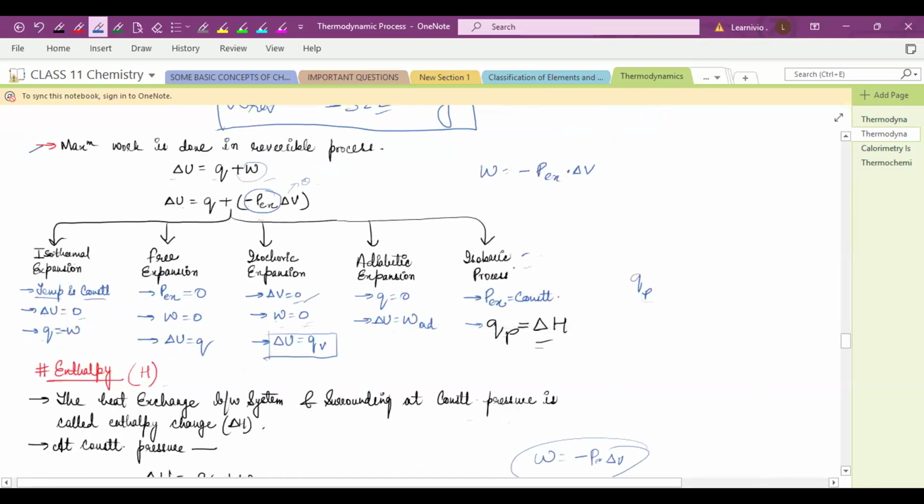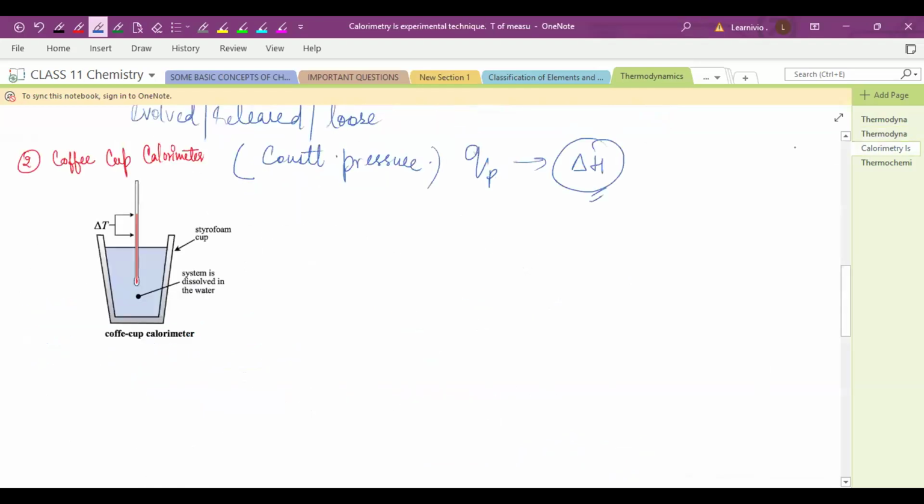Isobaric process. If the pressure is constant, it means this process is isobaric. The pressure remains constant, so if the pressure remains constant, Qp is equal to delta H. So we will talk about the change in enthalpy. Now let's understand the whole setup.